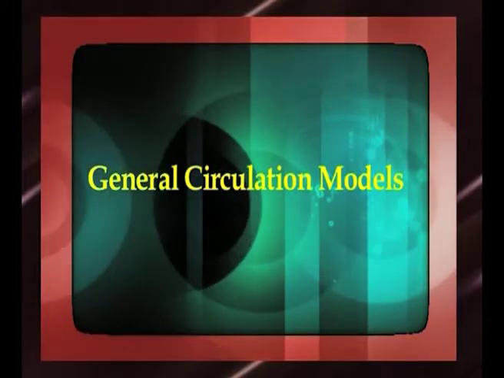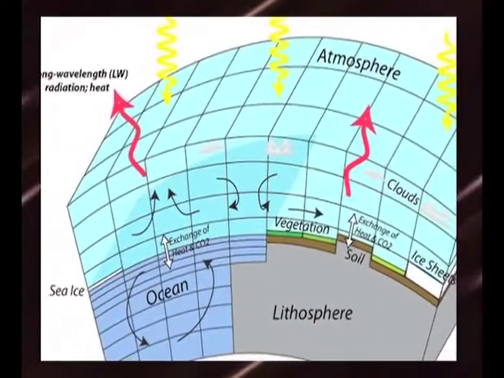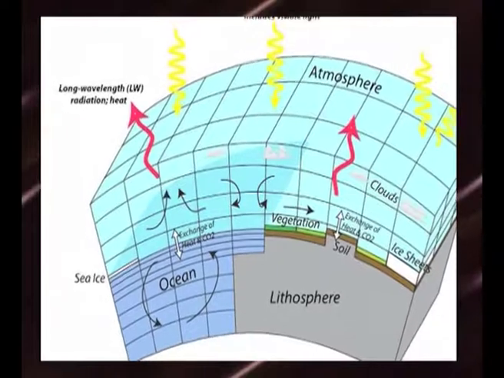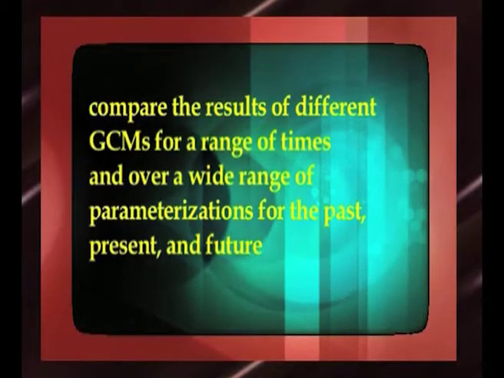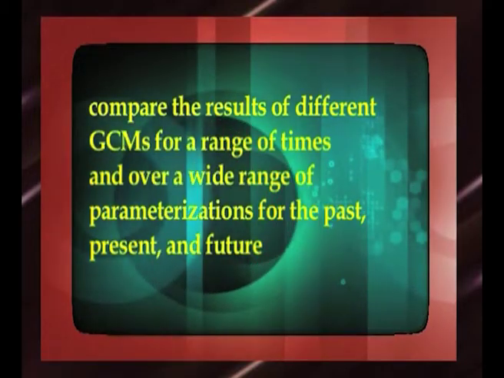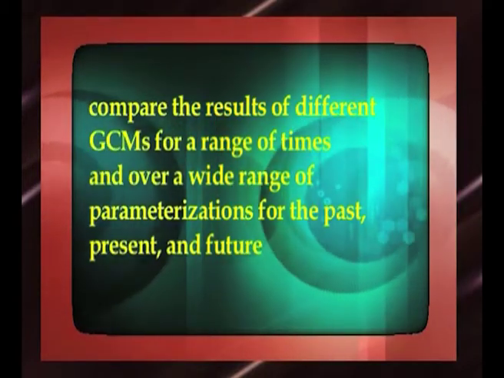General circulation models, that is GCMs, use the laws of physics and an understanding of the past geography to simulate climatic responses. They are objective in character. They require powerful computers to handle vast numbers of calculations. Nevertheless, it is now possible to compare the results of different GCMs for a range of times and over a wide range of parameterizations for the past, present and future. For example, in terms of predictions of surface air temperature, surface moisture, precipitation, etc.